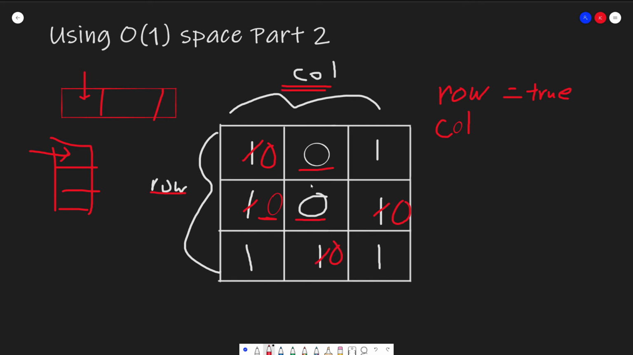And the second part of this is if our row or our column is true, we'll set everything in our first row or our first column to be 0. So in this instance, because row is true, we will iterate through all of our values in our first row and set them to be 0. And this would give us our answer. Now let's get to the implementation.